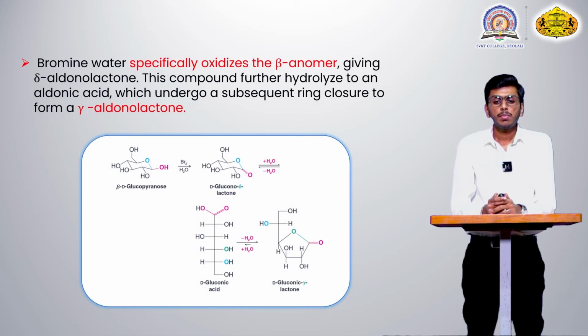The mechanism behind it is that bromine water specifically oxidizes the beta anomer, giving a gamma aldonolactone. This compound is further hydrolyzed to an aldonic acid, which undergoes a subsequent ring closure to form an aldonolactone. We can see the mechanism showing the formation of aldonolactone from glucopyranose on reaction with bromine water.